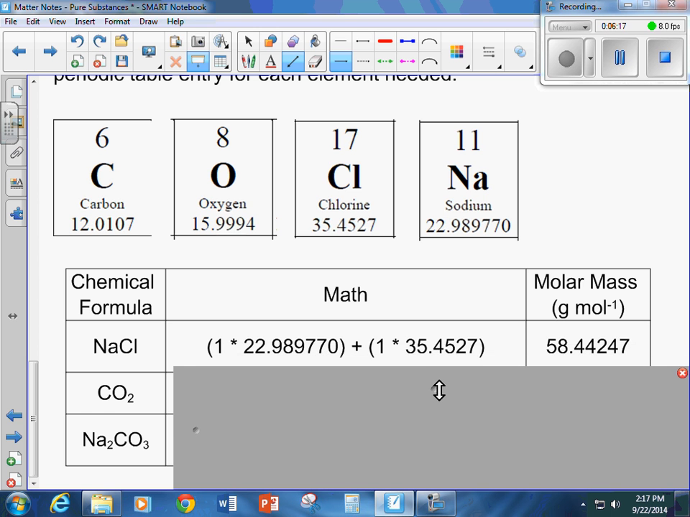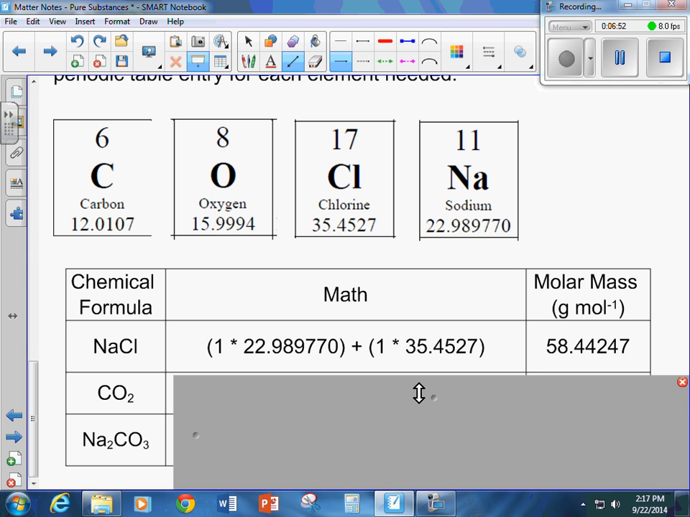Now, when we have sodium chloride here, we only have one atom of sodium, so I'm going to take that 22.98997, multiply it by 1, and then I'm going to add it to the mass of one atom of chlorine. So we end up with 58.44247. Now, I will tell you, on tests and quizzes, you may have a rounded number here that you can use for these individual numbers. That's fine. The one that I copied here was from the one that I gave you at the beginning of the year.